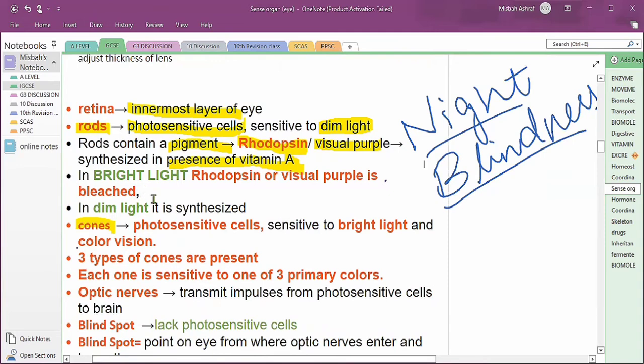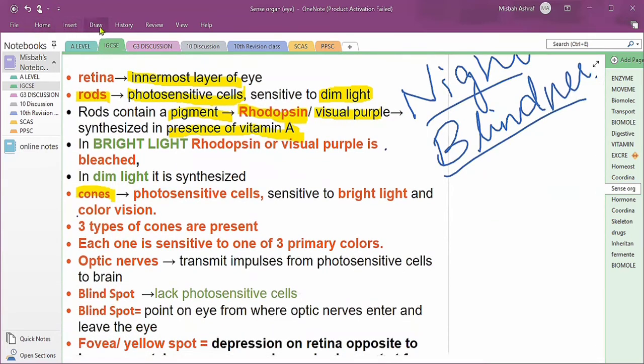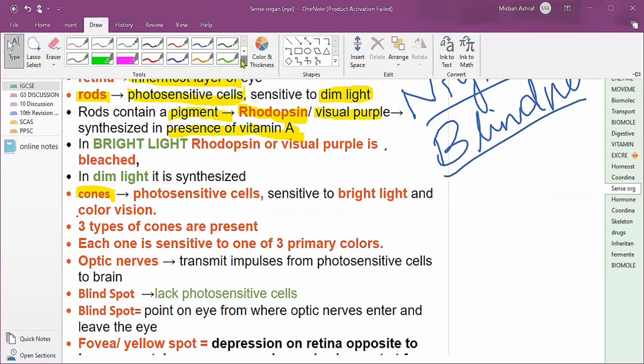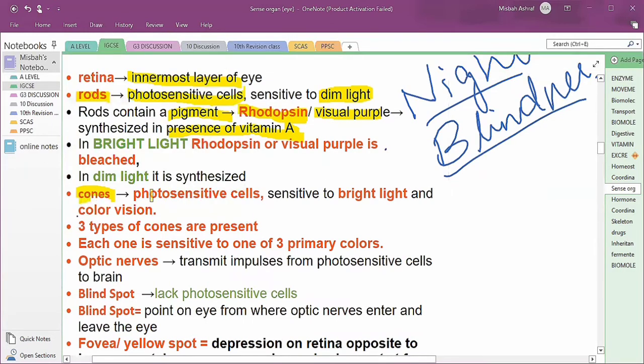इसके अलावा there are also, yes, what happens in the bright light, this whole rhodopsin is actually bleached. ठीक है, इसलिए जो है और dim light में ये synthesize होता है. Cones are sensitive to bright light and color vision. Okay, cones are, these are also photosensitive cells, and these are sensitive to the bright light, means at day we are able to see because of the cones, and at night we are able to see because of the rods. And these are also responsible for the color vision.